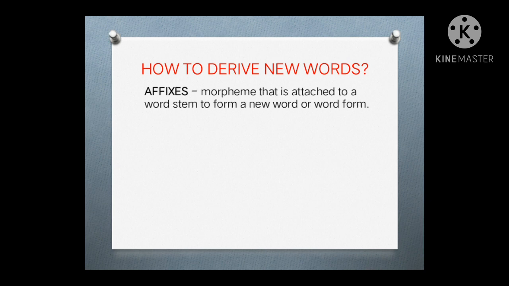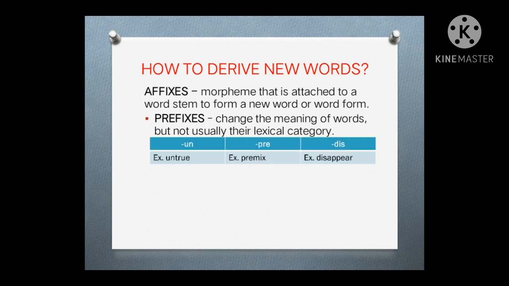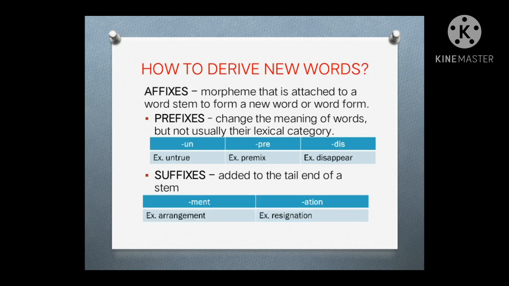With the help of affixes, we are able to create new words, which is categorized into two. The prefixes that change the meaning of words but not usually their lexical category. Example, un, pre, and dis. Prefixes are usually found at the beginning of the word. Meanwhile, suffixes are added to the tail end of a stem. Example, ment and ian.